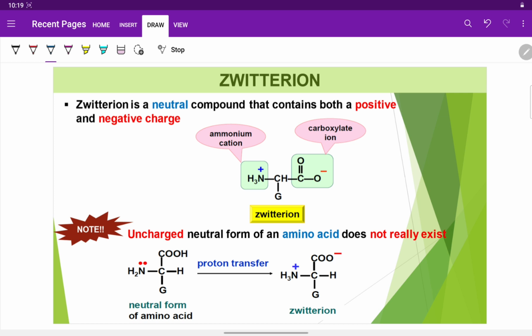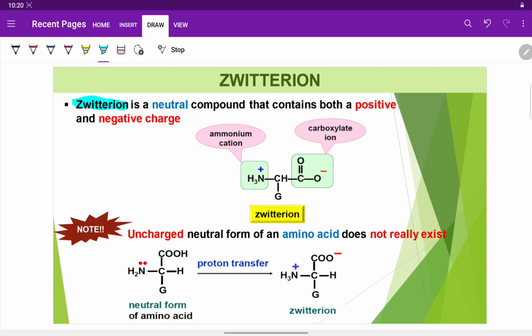Next part that we're going to discuss is zwitter ion. Okay, so bila kita cerita tentang amino acid, we must talk about this zwitter ion. So, what is a zwitter ion? You need to know the definition of a zwitter ion. Basically, definition zwitter ion adalah a neutral compound that contains both a positive and a negative charge. So, pada satu compound yang sama, akan ada satu side jadi negative side, satu side lagi adalah positive side. Okay, so that is your amino acid.